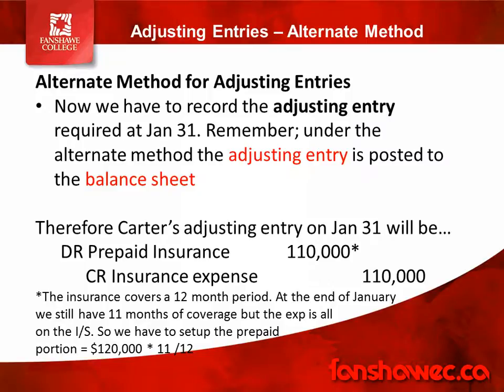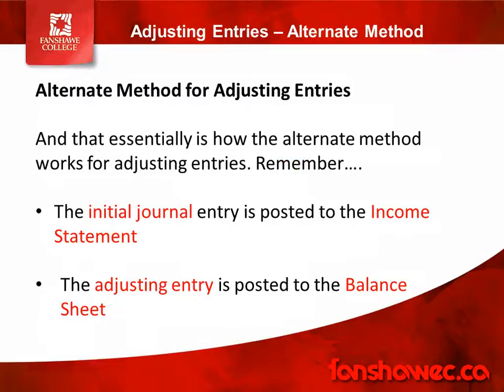So the alternate method, the only part that may trip you up is this first adjustment at the end of the first month, or at the end of the first period. Understanding that you're focusing on setting up the prepaid amount or the unearned amount and not focusing on the expense so much. Okay, so that's really the core difference. So just as a final reminder, under the alternate method for adjusting journal entries, the initial entry gets posted to the income statement and the adjusting entry gets posted to the balance sheet. So you have to be able to produce this initial entry as well as any required adjustments.